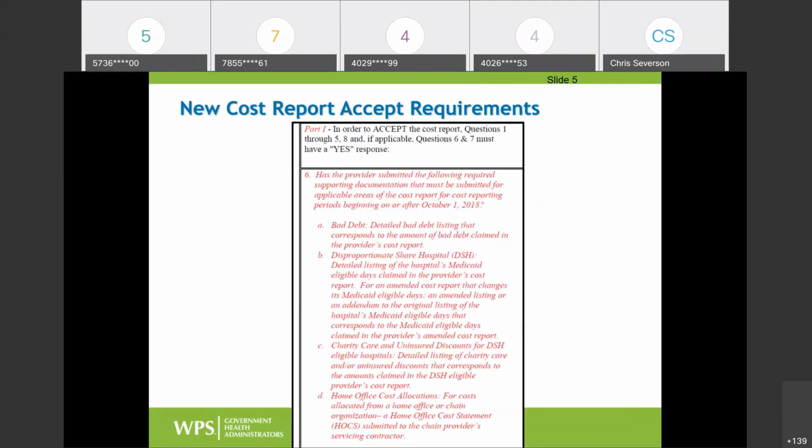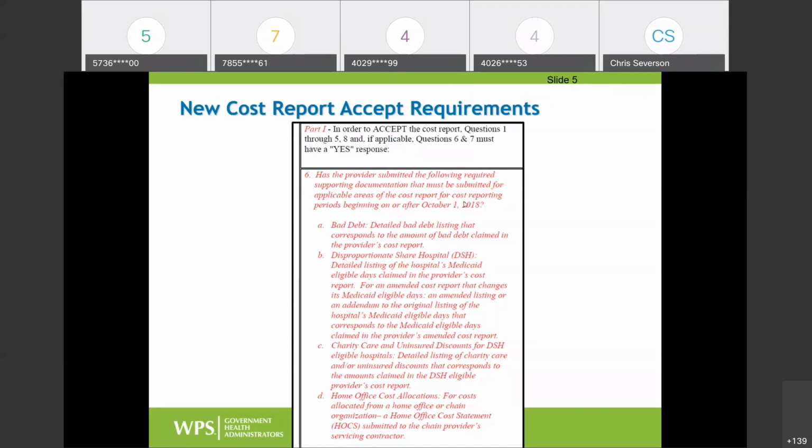This is an excerpt of the checklist. So this is one situation where CMS has released an acceptability checklist to the public. Some of these things come to the MAC only, but this change request, they released this for public viewing. And this is a step on that checklist. So as it says, in order to accept the cost report, questions 1 through 5, 8, and possibly 6 and 7 must have a yes response. 6 is the big one in question here.